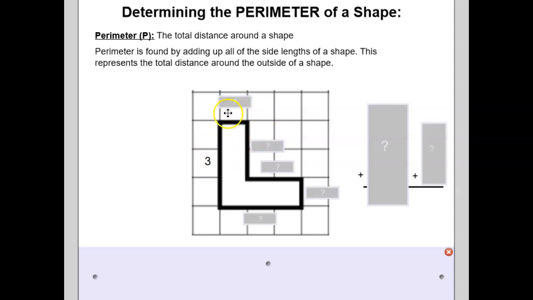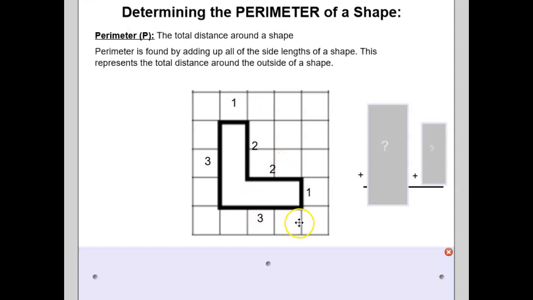This side length is 1 because it covers 1 square unit perfectly. This side length is 1, 2 square units. This side length is also 2 square units. What's this side length? Yes, it's 1. And our final side length is? Yes, our final side length is 3 units.